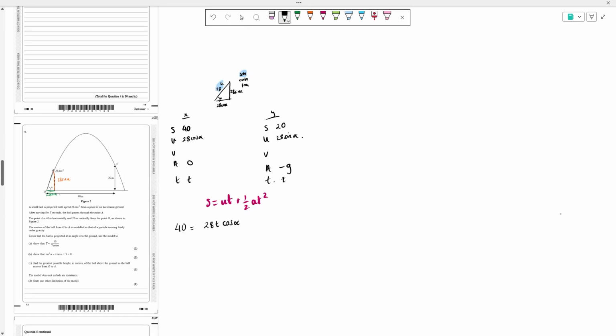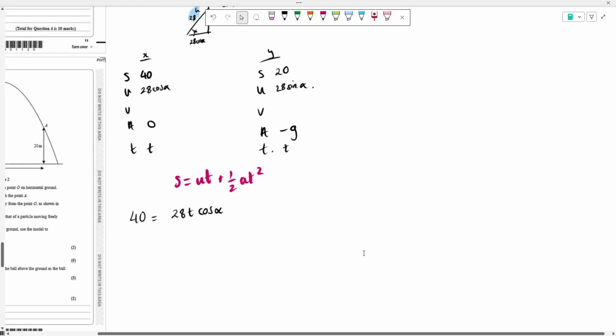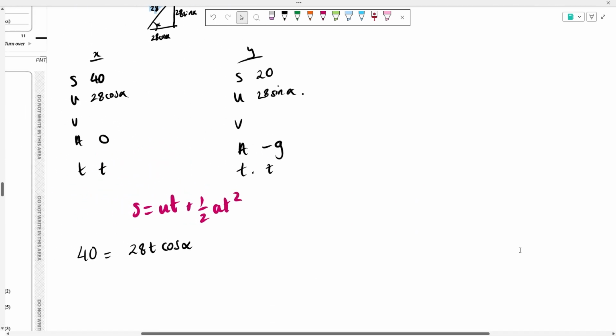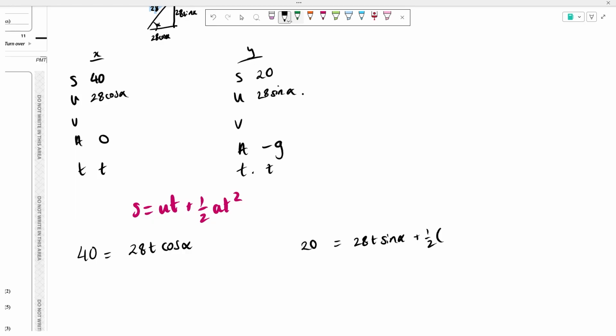I'm just subbing everything into this equation again, but for the y component: 20 is equal to 28t sine alpha plus a half times minus g t squared. I'm going to rearrange this as minus 4.9, because that's what a half times negative g is anyway. So this will be minus 4.9 t squared.